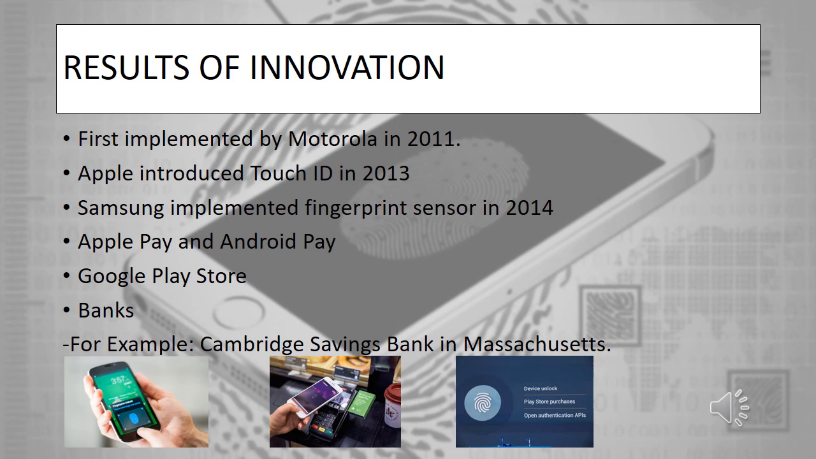Fingerprint sensors are also being used in banks. Take, for example, Cambridge Savings Bank in Massachusetts, which is using biometrics in its online and mobile payments so as to completely remove the need for password and username authentication. The employees of the bank say that customers have started adopting this technology since they are already familiar with unlocking their iPhones or their Android phones with fingerprint authentication.